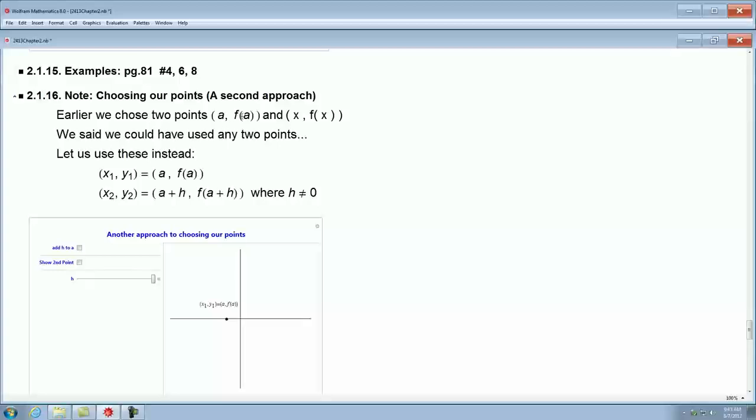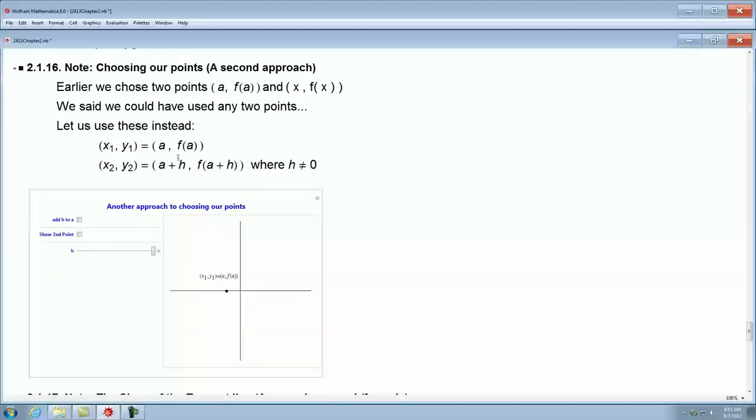Earlier, I chose a, f of a, and I chose x, f of x, and those were the 2 points on the graph. And I said that we could have chosen anything, could have plugged in a and b or c and d. But now what I'm going to do is pick my x1, y1 to be a, f of a, so nothing's changed there. But my second point, x2, y2, is going to be a plus h, plus some value. And then, of course, the y-coordinate will be f of a plus h. That's whatever I get when I plug a plus h into the function.